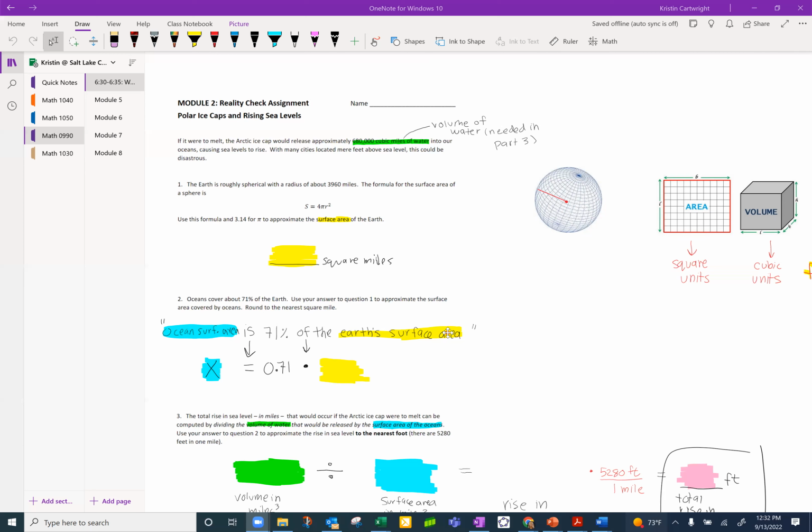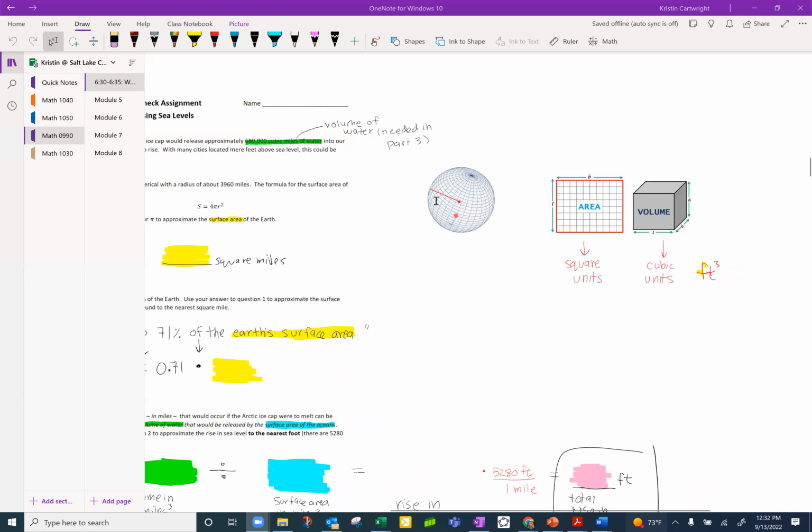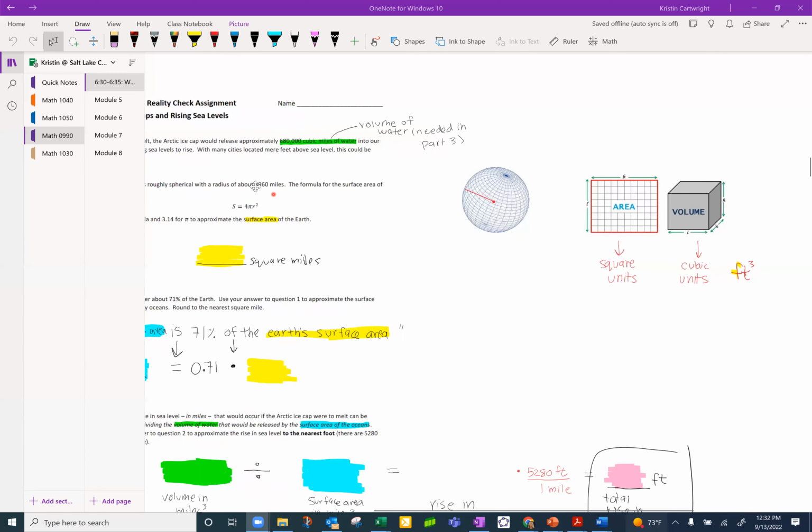I'm just going to use colored boxes to represent answers that you find in one part that you might then use for the next part in the problem. So this 680,000 cubic miles of water is a volume. And just to remind you about volume, here's a sphere. We have a radius. The radius goes from the center of the Earth to the edge, and we have a radius of about 3,960 miles.